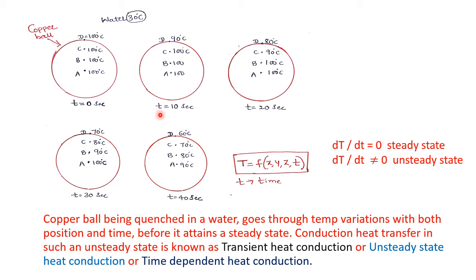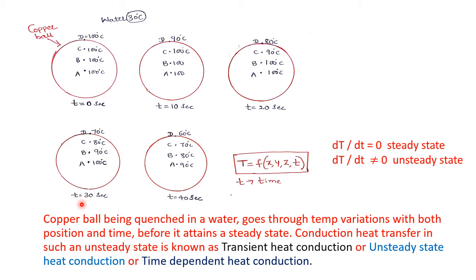So if I measure the temperature after t equal to 10 seconds, at point D the temperature is 90 degrees centigrade, and at points C, B and A it is 100 degrees centigrade only. Again after 10 seconds, if I measure the temperature of the body, at point D it is 80 degrees centigrade, at point C it is 90 degrees centigrade, and at points A and B it is 100 degrees centigrade only. Again after 10 seconds, at point D it is 70 degrees centigrade, at point C it is 80 degrees centigrade, at point B it is 90 degrees centigrade, and at point A it is 100 degrees centigrade.